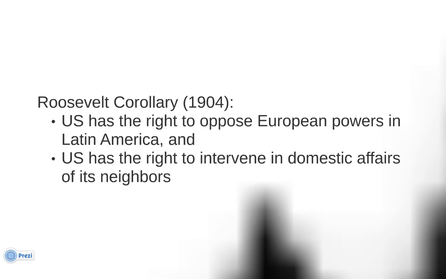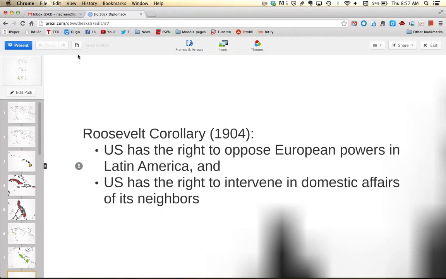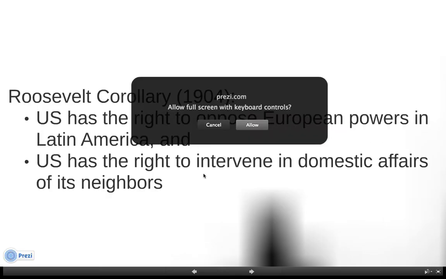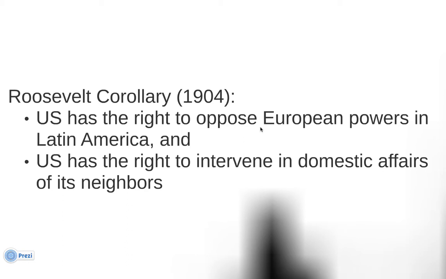And if I boiled that down to 2 bullet points, it's that the U.S. has the right to oppose European powers in Latin America, and that the U.S. has the right to intervene in the domestic affairs of its neighbors. And I'll read you a little piece of what Roosevelt wrote to give you a sense for exactly how he believed America's role in the Western Hemisphere should be carried out.